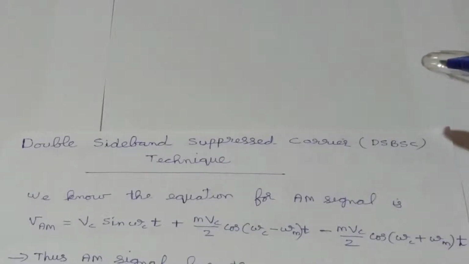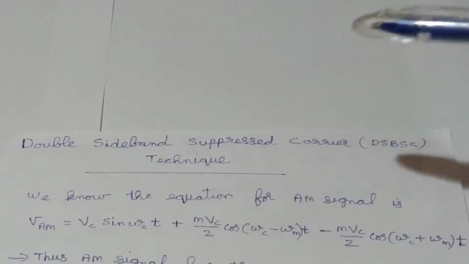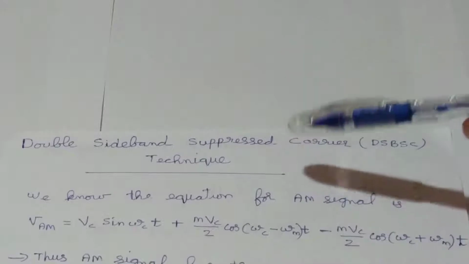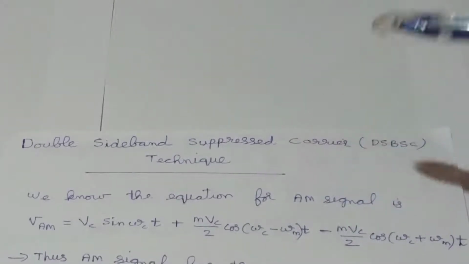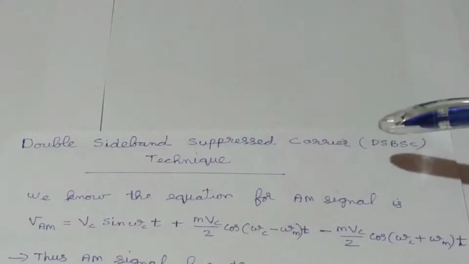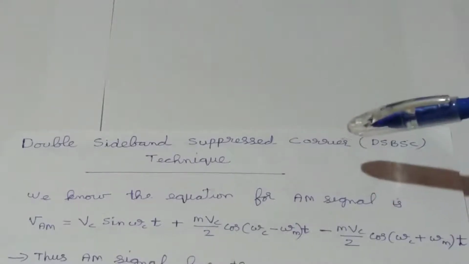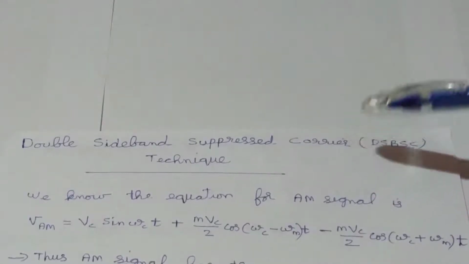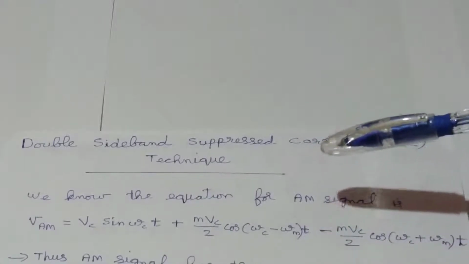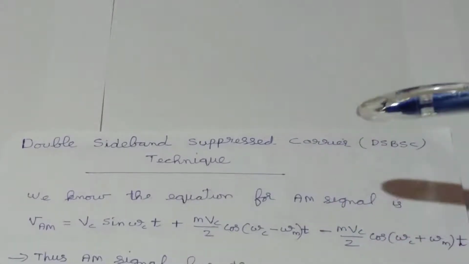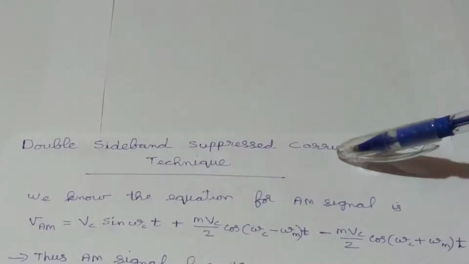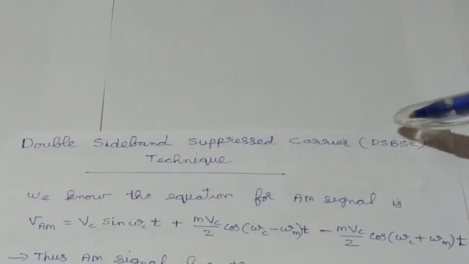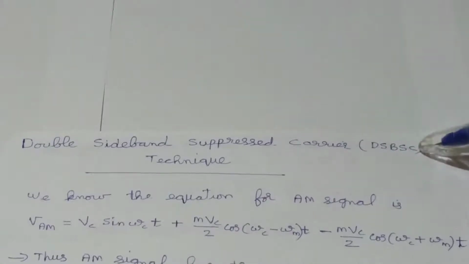Today we are going to discuss the double sideband suppressed carrier technique. The amplitude modulation technique that we discussed in our previous classes is the double sideband full carrier technique, which is the basic amplitude modulation technique. And here we are going to consider a variant of that basic amplitude modulation technique, which is the double sideband suppressed carrier technique, or DSBSC technique.